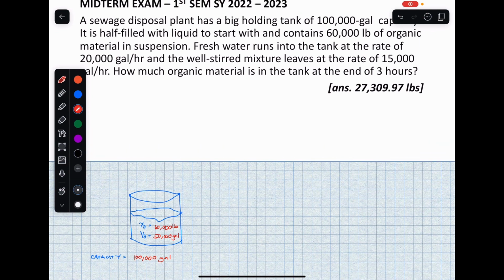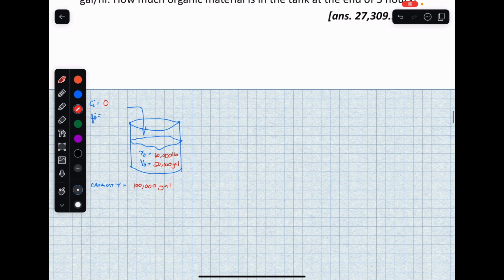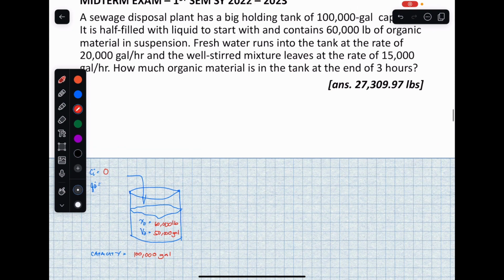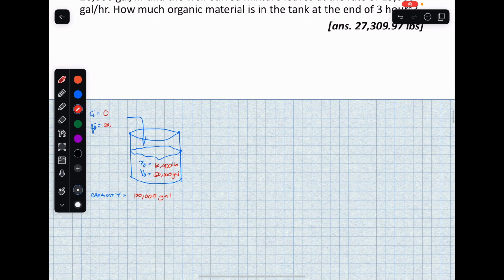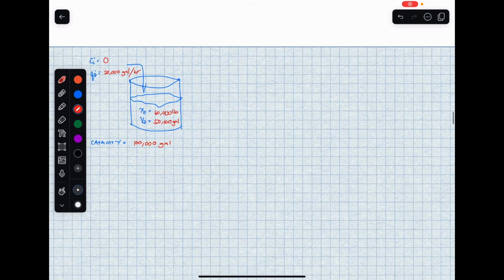And then fresh water runs into the tank at the rate of 20,000 gallons per hour. Something is coming in, and the concentration is 0 since that is fresh water. It enters at 20,000 gallons per hour, and then it leaves at the rate of 15,000 gallons per hour. So that is Q_out.